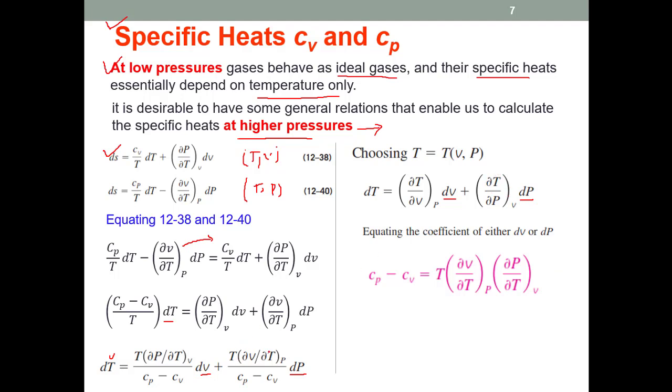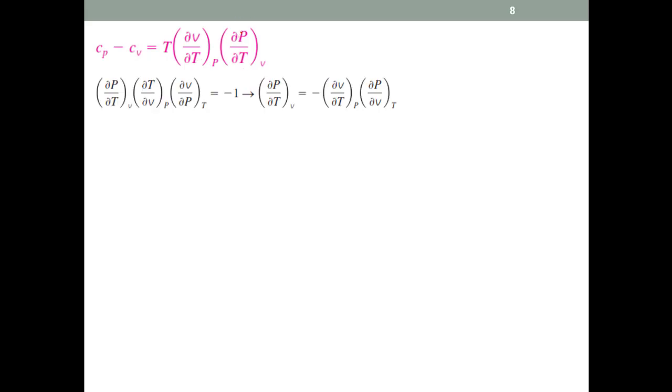This coefficient is equal to this one, and from here, rearranging, Cp minus Cv will be equal to this one, whereas this one can be replaced by using the cyclic relation. Cyclic relation means when we have three variables, let's say pressure, volume and temperature, then we can write the cyclic relation like partial P by partial T, partial T by partial V, partial V by partial P, that's equal to minus 1. But we need this variable, partial P by partial T.